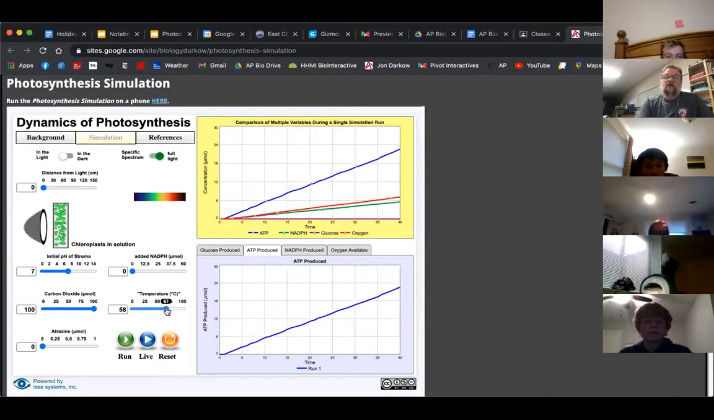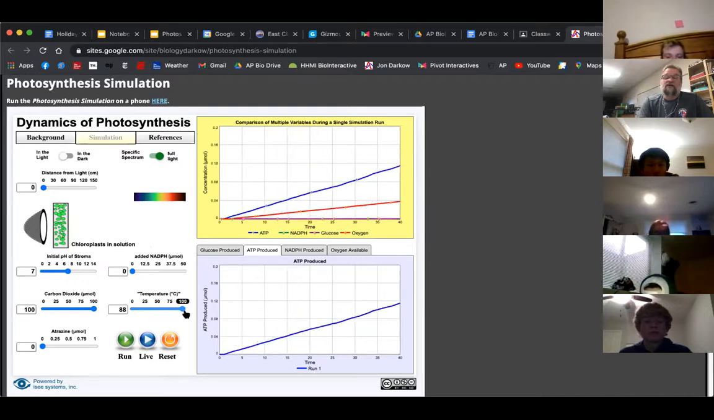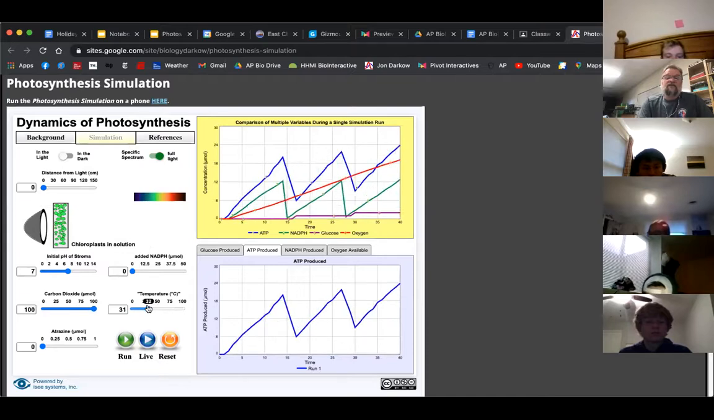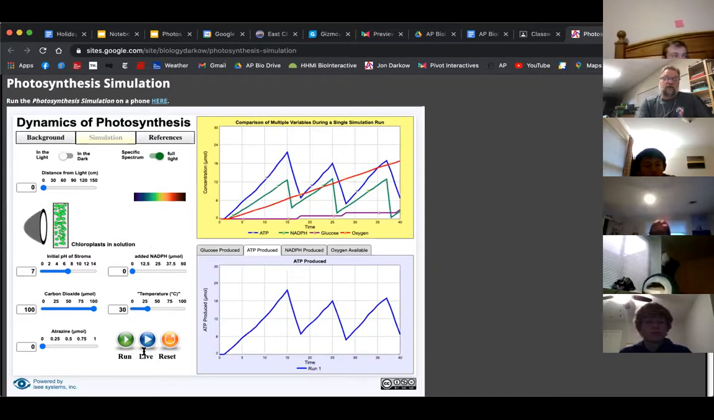Starts to flatten out, and then as I get higher and higher, it looks like it starts to shut the reaction down. What happens if it gets too cold? Same idea. So if you want to try to figure out a variable, one way to do it is to go on live and you can manipulate it and see what it does.